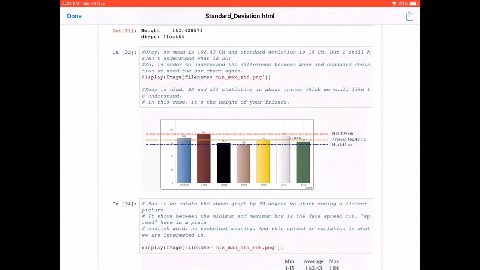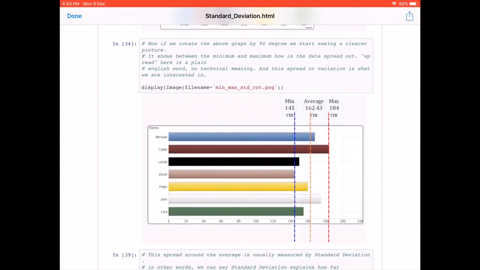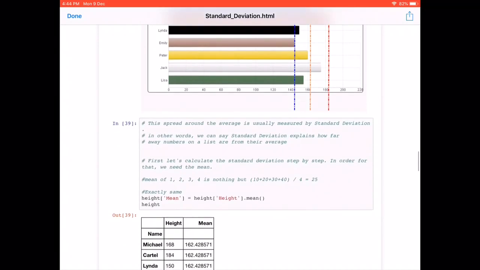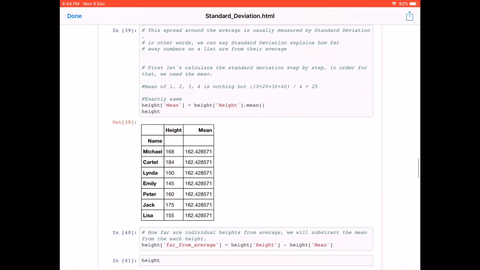Let's rotate the graph a little bit. Still the same picture. I have just rotated it by 90 degrees clockwise so that to my left is 145 centimeters as the minimum, to my right is 184 centimeters max, and in between somewhere is 162.43. I've rounded it up, and it's the average. Now where does this 14 come from? Now I want to show you something interesting.